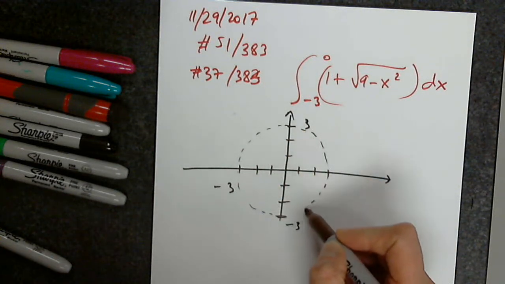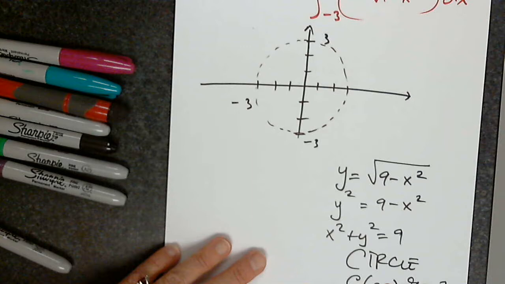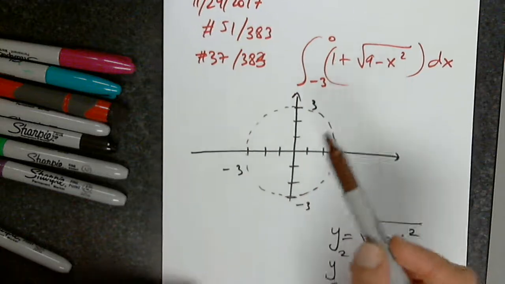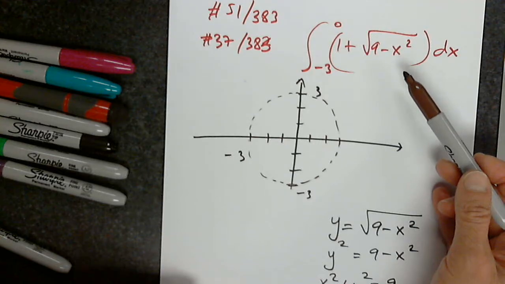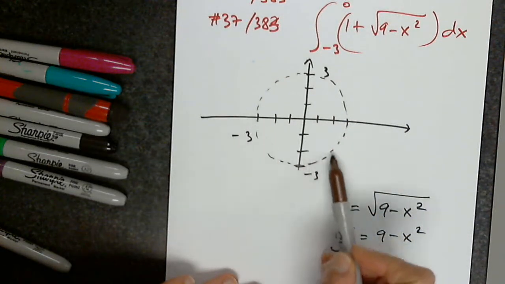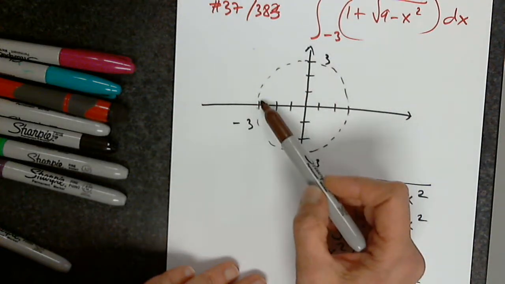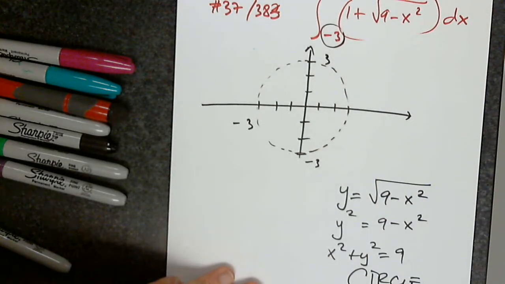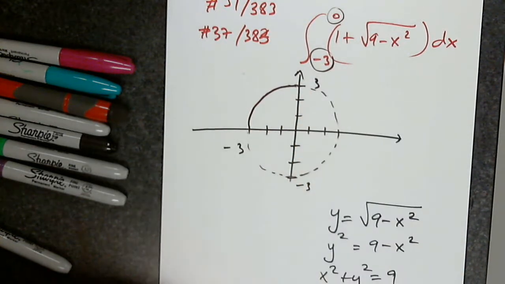So this is the graph of the circle. However, we are only talking about the positive. So I know that this will be the positive square root of 9 minus x squared. And I know that this will be the negative, right? So y equals the square root of 9 minus x squared will be this. But I have to restrict the graph only between -3 and 0. So this is the graph of the square root of 9 minus x squared without the plus 1.